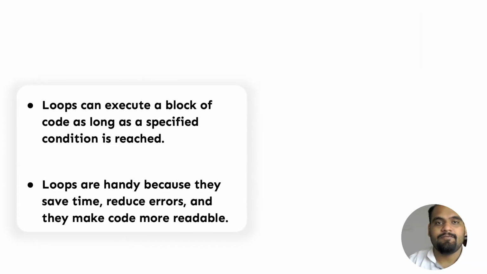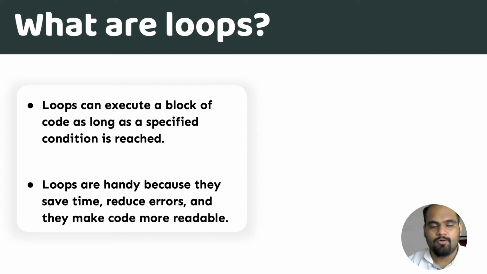Now let's start with the first and foremost thing, which is what are loops. Okay, so loops can execute a block of code as long as a specified condition is reached. So you can specify a condition, and when it reaches that condition, it will stop looping. Okay, so loops are handy because they save time. You want to save your time as much as possible in coding. You reduce errors, and the code is more readable.